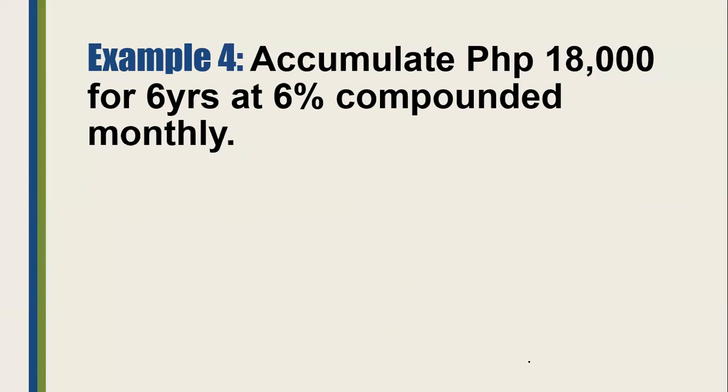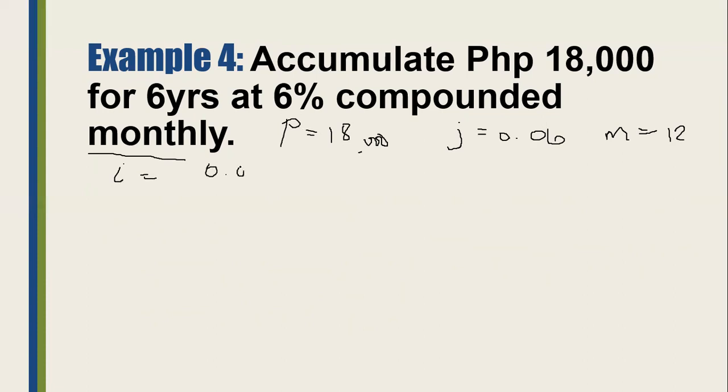Next, example number 4: accumulate 18,000 again for 6 years at 6% compounded monthly. Noted po, monthly, meaning po is 12. Our principal money is 18,000. Our J is 6%, so meaning 0.06. Our M or the conversion period, monthly po yan, so 12. So I is equals to J, 0.06, divided by 12.